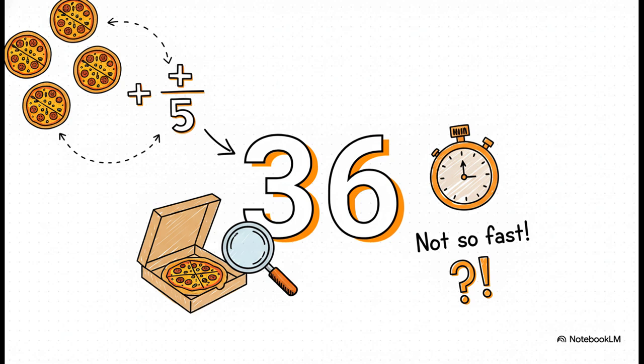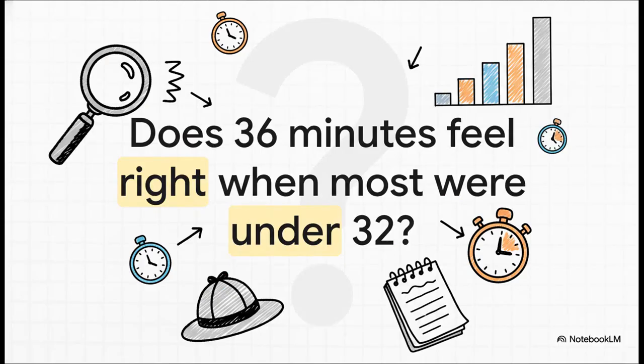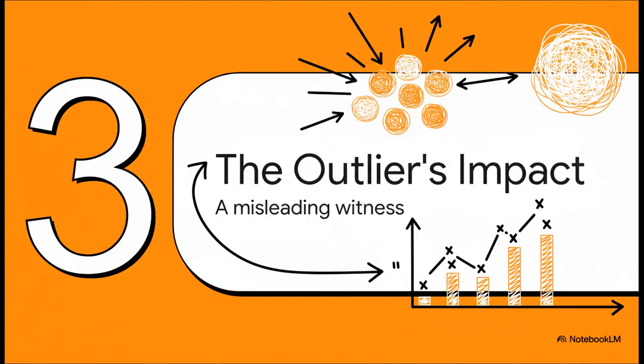Case closed, right? Not so fast. Let's just pause for a second and think like detectives. Does 36 minutes really feel right? Look at our data again. 4 of the 5 deliveries were 32 minutes or less. So where in the world did 36 come from? Something feels a little off here. It seems we might have a misleading witness in our data. One of these numbers is telling a very different story than the rest, and it's kind of throwing off our whole investigation.